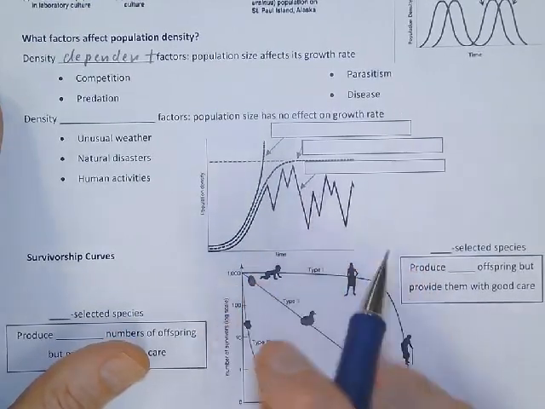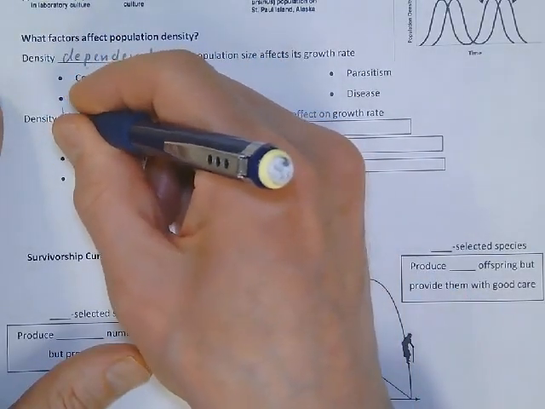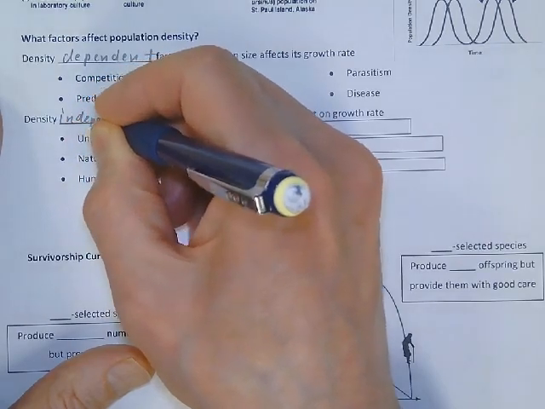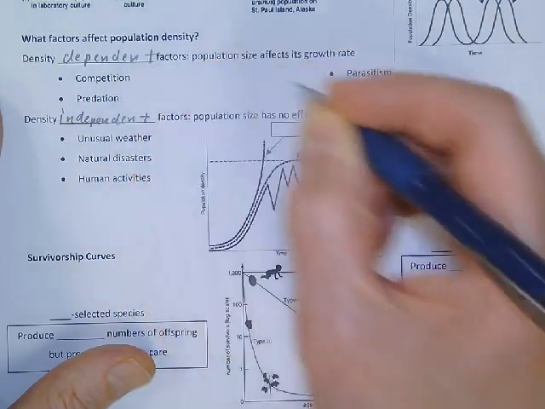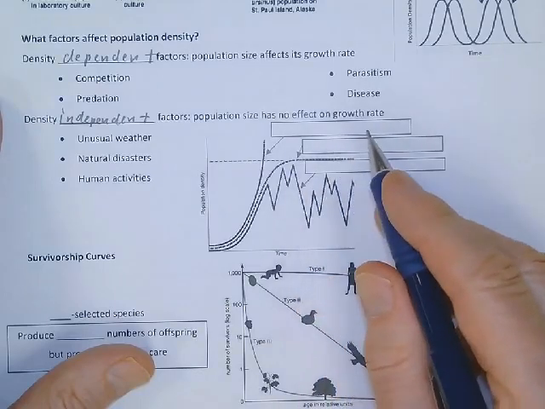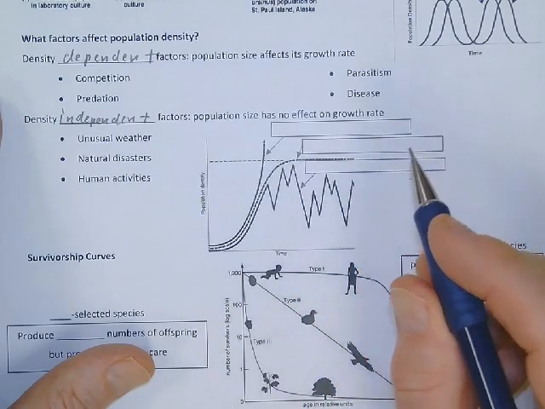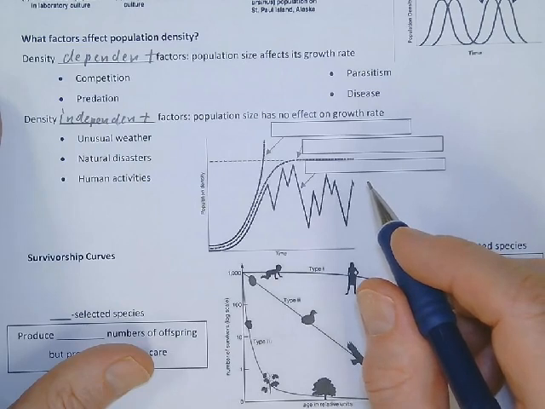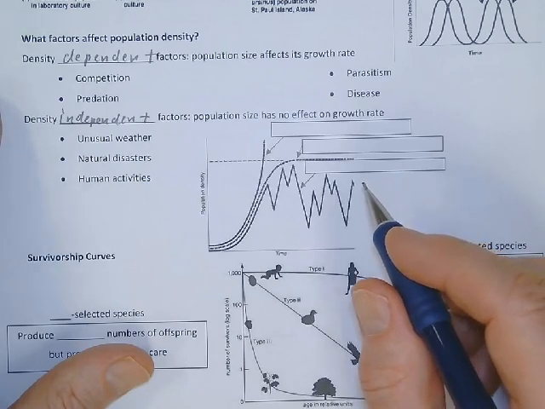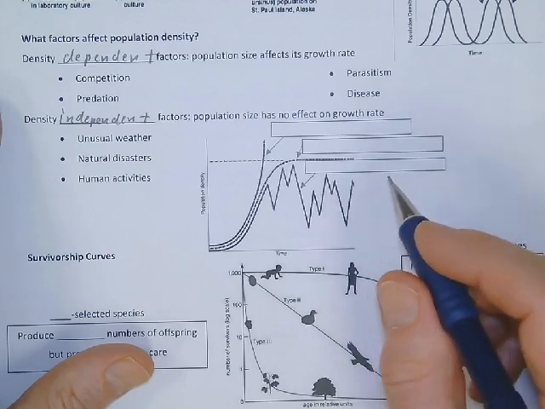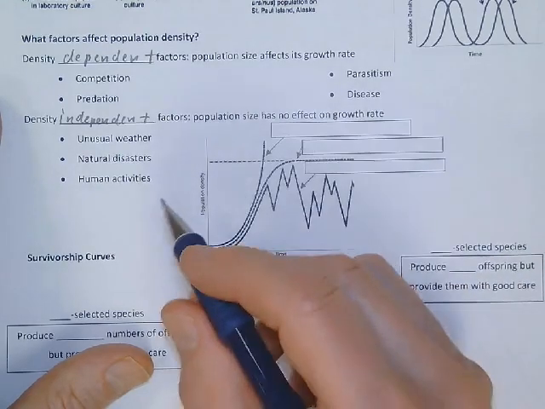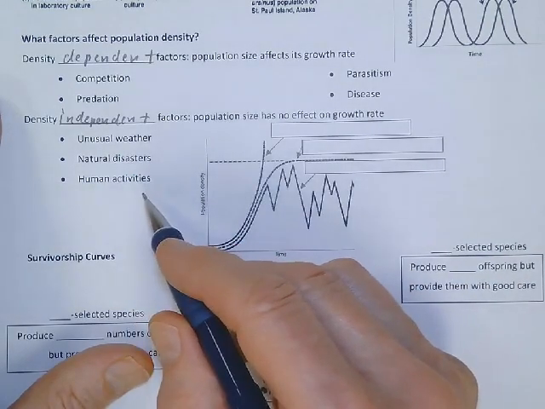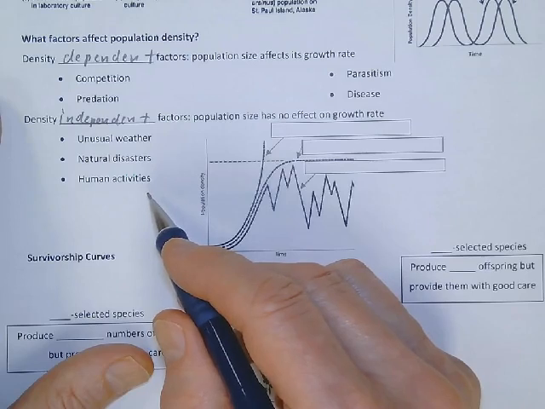There's also density-independent factors. Population size has no effect on the growth rate. So unusual weather. If there's a hurricane and it wipes out a lot of trees, well, that's not because the trees were close together. It's because the weather came along and knocked a bunch of them out. Natural disasters, human activities. If you're clear cutting, hey, there's nothing that the trees can do about that, right?